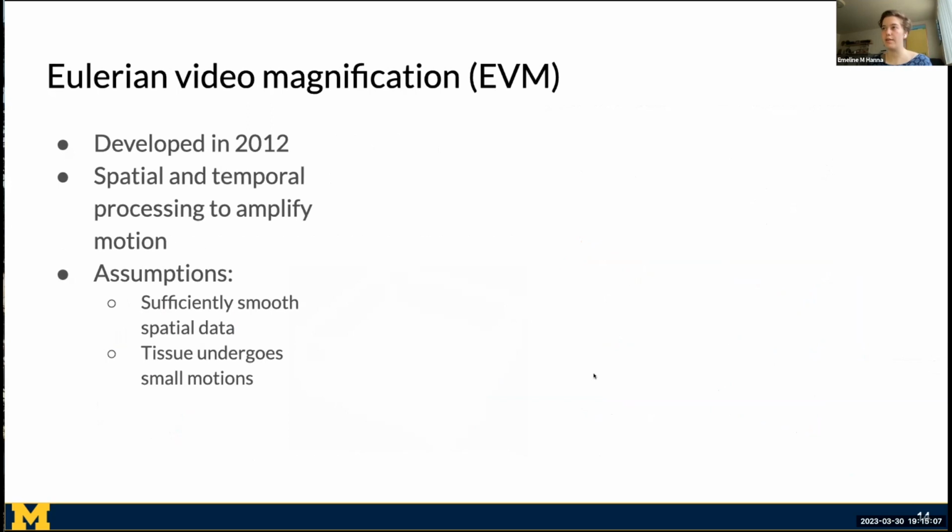Okay, now I'm going to talk about the motion magnification part, which is a very, very important part. This method is called the Eulerian video magnification method, or EVM, and it was developed in 2012, separate from aMRI. It had been around previously, and the people who developed amplified MRI adapted it for MRI scans. It had been used before to amplify changes in a video over time, so it was similar in application to aMRI. The assumptions are that the data is spatially smooth and that the tissue undergoes small motions, and both of those are the case for brain MRI.